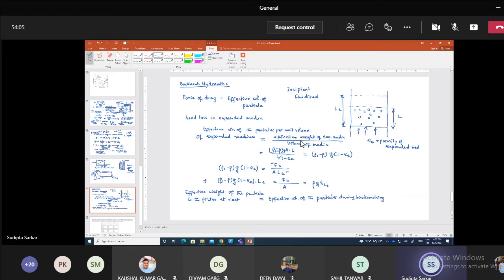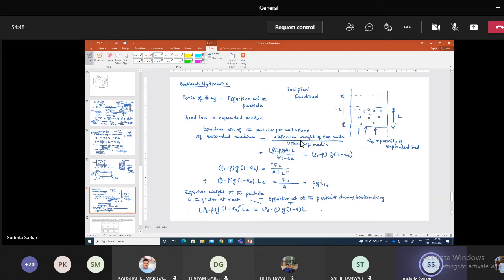Okay, so then we can write that (rho_s minus rho) into g into (1 minus E_E) into L_E equals, I just wrote this side here, and this side will be here. So this is (rho_s minus rho) into g into (1 minus E) into L. Okay, so this 1 minus E is our particle volume divided by the total volume, right?